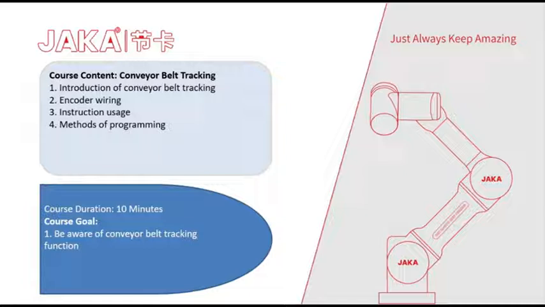This course will be divided in 4 main parts. 1. Introduction of conveyor belt tracking. 2. Encoder wiring. 3. Instruction usage. And 4. Methods of programming. The course duration will be around 10 minutes and the main goal is being aware of conveyor belt tracking function.